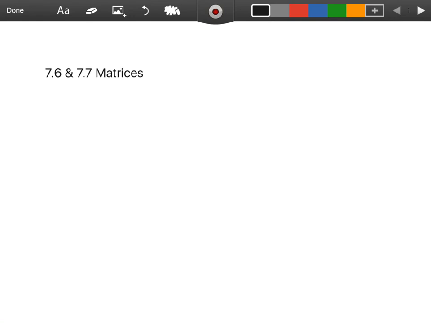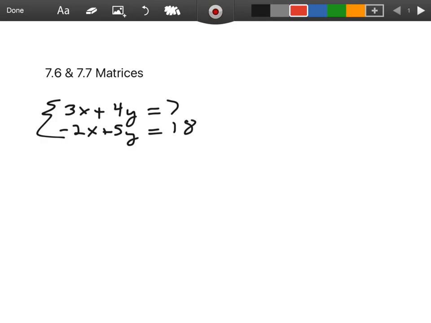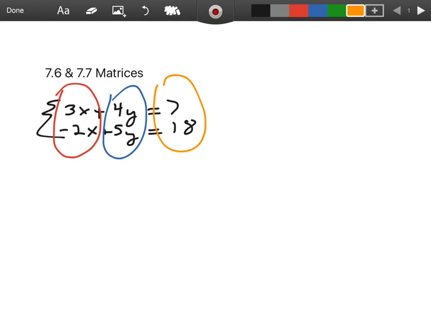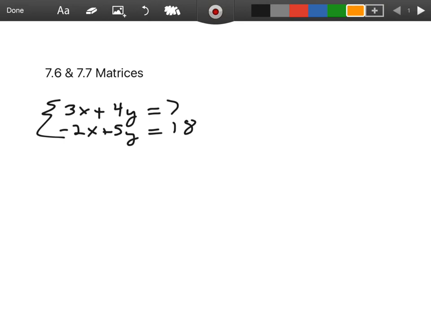So, sections 7.6 and 7.7 are going to show how to solve a system of equations by using matrices. If we have a system of equations set up where all the x values are lined up, all the y values are lined up, and all the constants are lined up on the other side of the equal sign, then the most important information we really care about is just those coefficients.